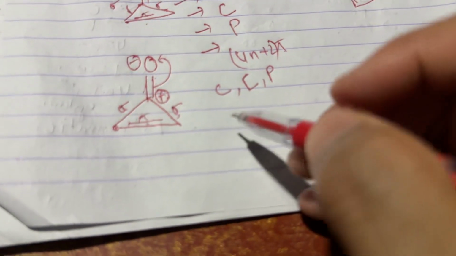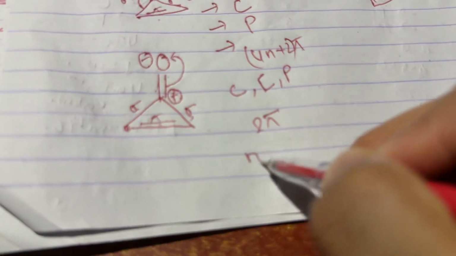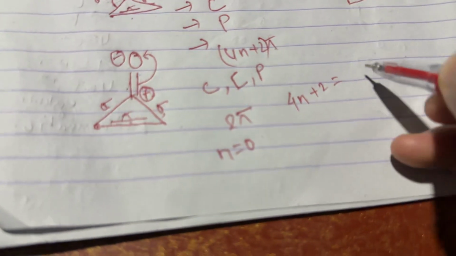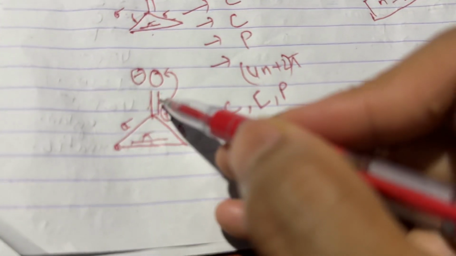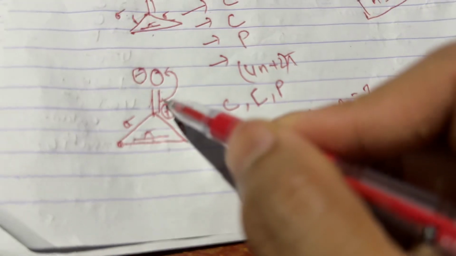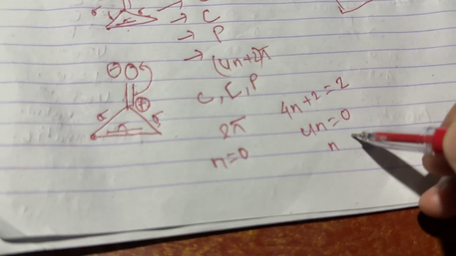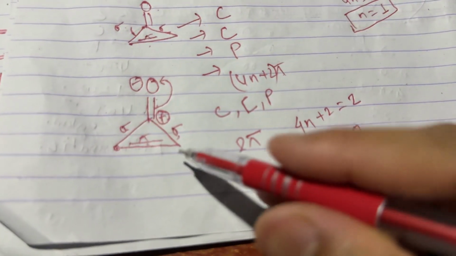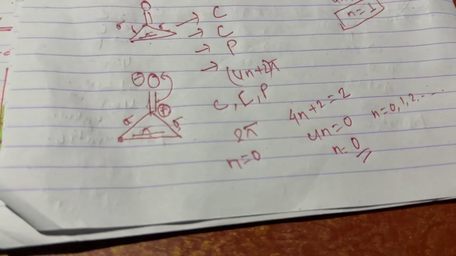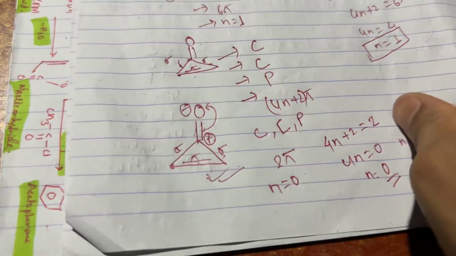So altogether, how many pi electrons are there? There are 2 pi electrons. So in order to get 2 pi electrons, the value of n is 0. So you can satisfy it in this way as well. 4n plus 2 equals how many pi electrons? Only 2. Please don't count this pi electron in the total pi electrons, because this is not involved in conjugation. Many of the students make that mistake. So 4n equals 0, n equals 0. So the compound is aromatic because the value of n ranges from 0, 1, 2, that is, a positive whole number. So this compound is also aromatic.